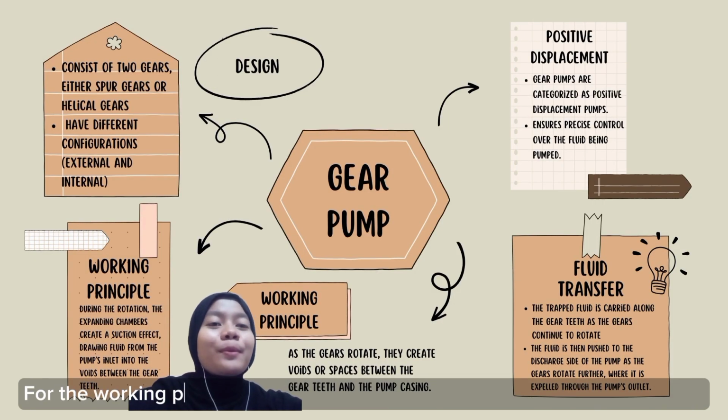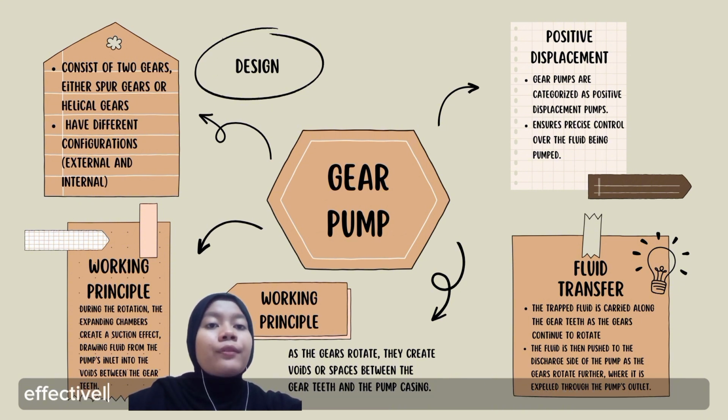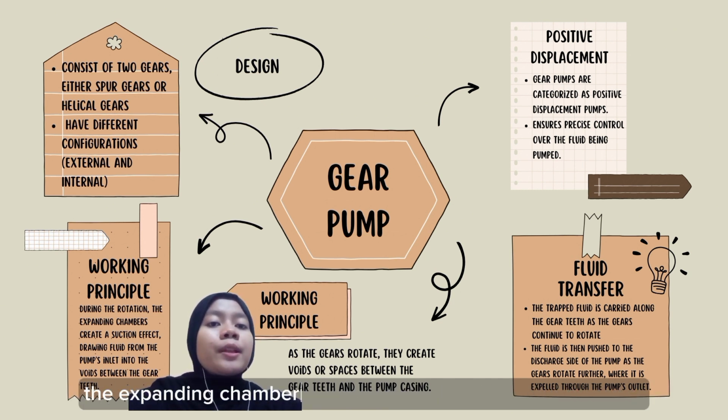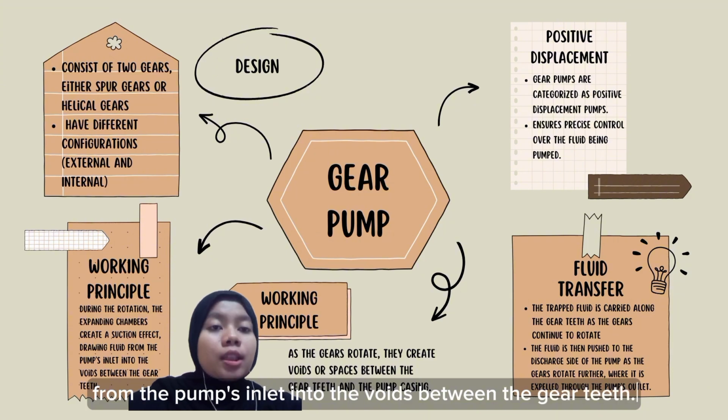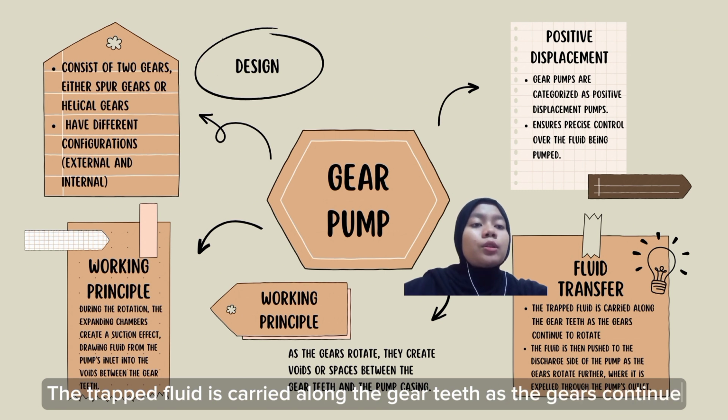For the working principle of the gear pump, as the gears rotate, they create voids or spaces between the gear teeth and the pump casing. This rotation effectively forms expanding and contracting chambers. During the rotation, the expanding chamber creates a suction effect, drawing fluid from the pump's inlet into the voids between the gear teeth. The trapped fluid is carried along the gear teeth as the gears continue to rotate.